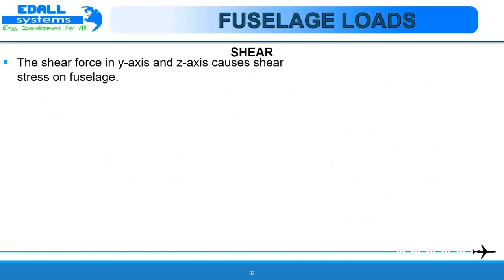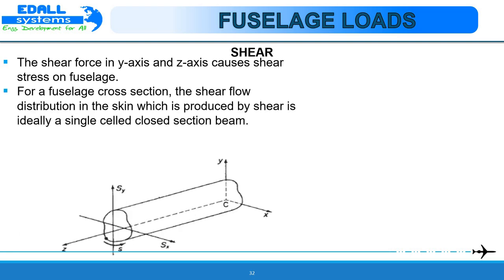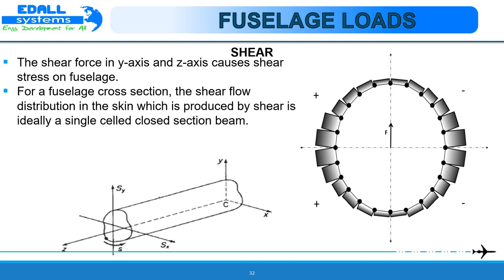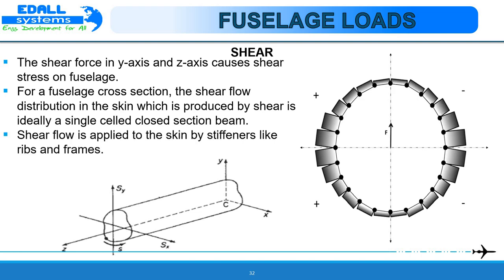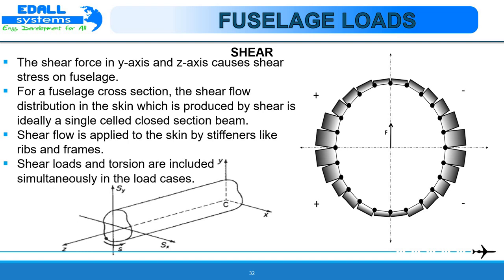Shear. The shear forces along the Y and Z axes cause shear stress on the fuselage. For a fuselage cross-section, the shear flow distribution in the skin which is produced by shear is ideally that of a single-celled closed section beam. Shear flow is applied to the skin by stiffeners like ribs and frames. Shear loads and torsions are included simultaneously in load cases. Here we can see that the shear is higher near the neutral axis when compared to the top and bottom surface of the fuselage.